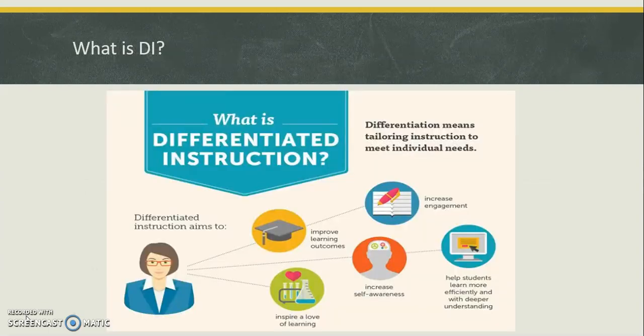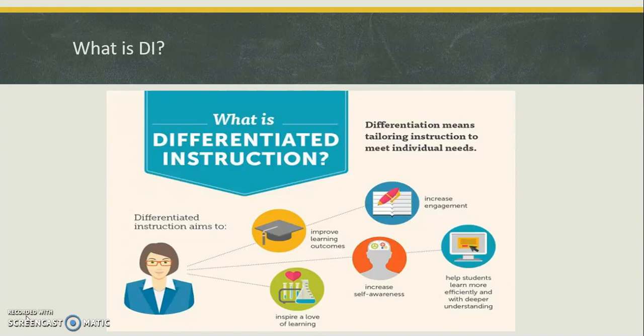So what is DI? What does differential instruction aim to do? Differentiated instruction aims to improve learning outcomes, and that's true for all students, from your lower level students all the way up to your gifted students. If you have students that are learning above or below their learning level, they will not be receiving effective learning in the classroom. Differential instruction also aims to inspire love for learning.